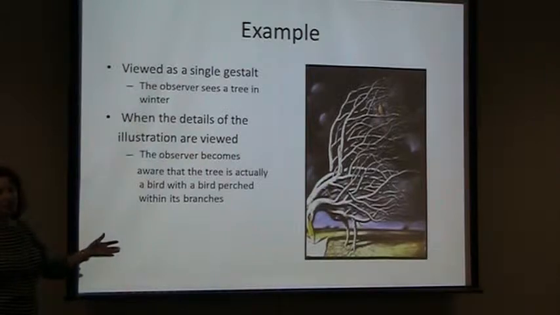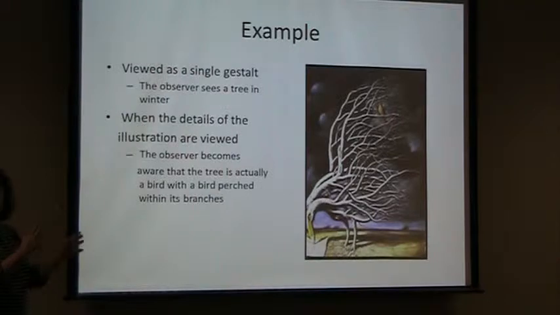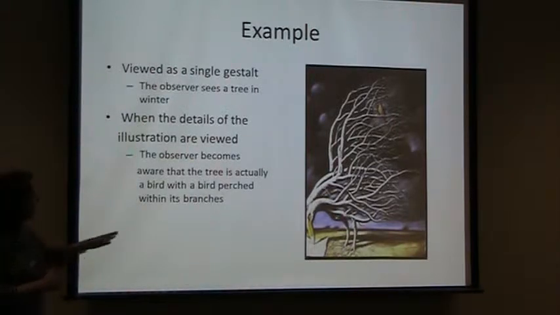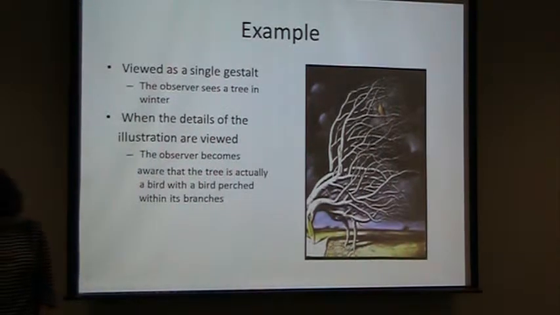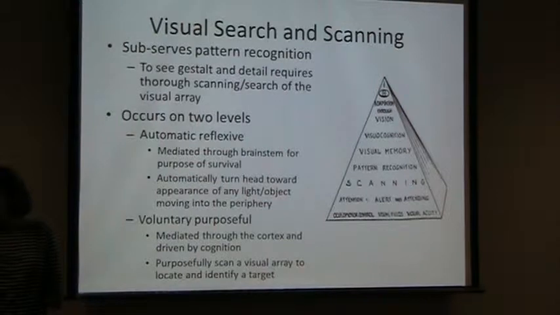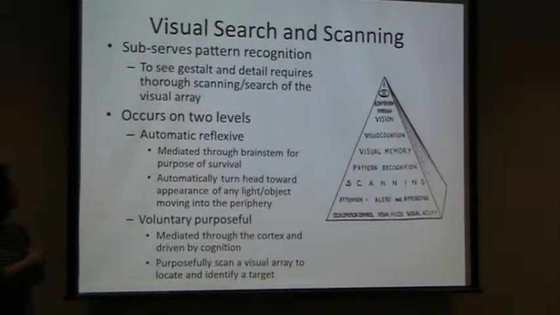So you have to be able to see the details. Think about somebody who has maybe a left field cut. They're not going to see this part, so it's not going to be the same. Okay, visual search and scanning. In order to recognize a pattern, so that you get visual memory, visual cognition, and adaptation to vision, you have to do a thorough search and scan.